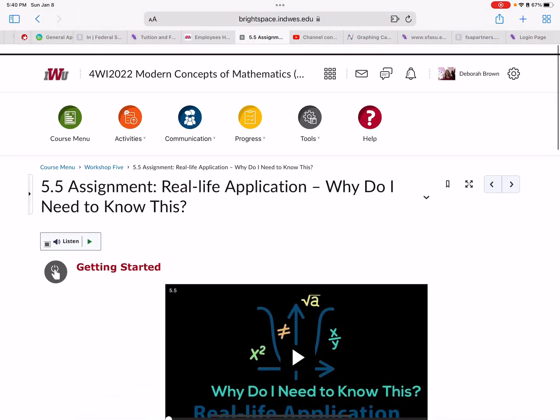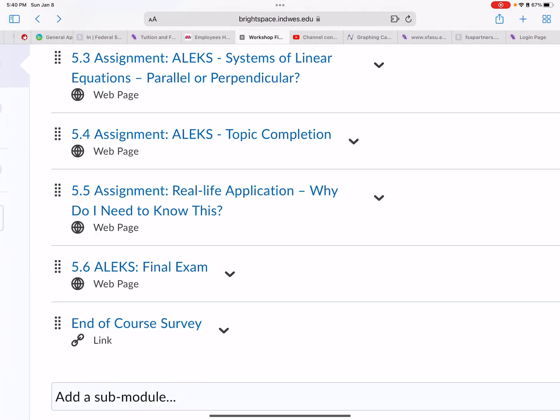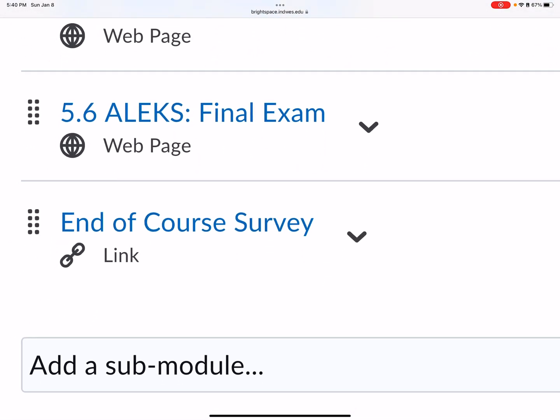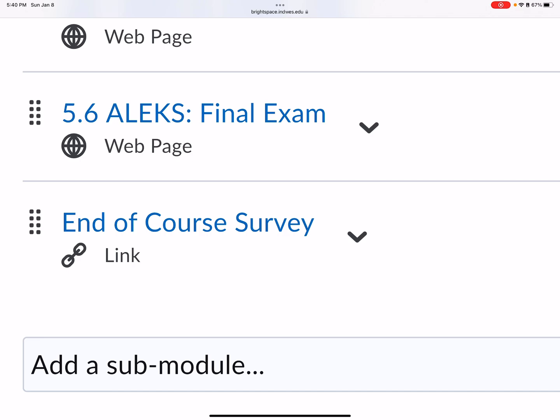All right, the next part that you need to make sure you do is, of course, the final exam. The final exam is only 15 questions, so it's a little bit quicker than an actual workshop. But make sure you don't get caught off guard. Start it early. You don't have to do it all in one sitting. If you get stuck, please let me know.